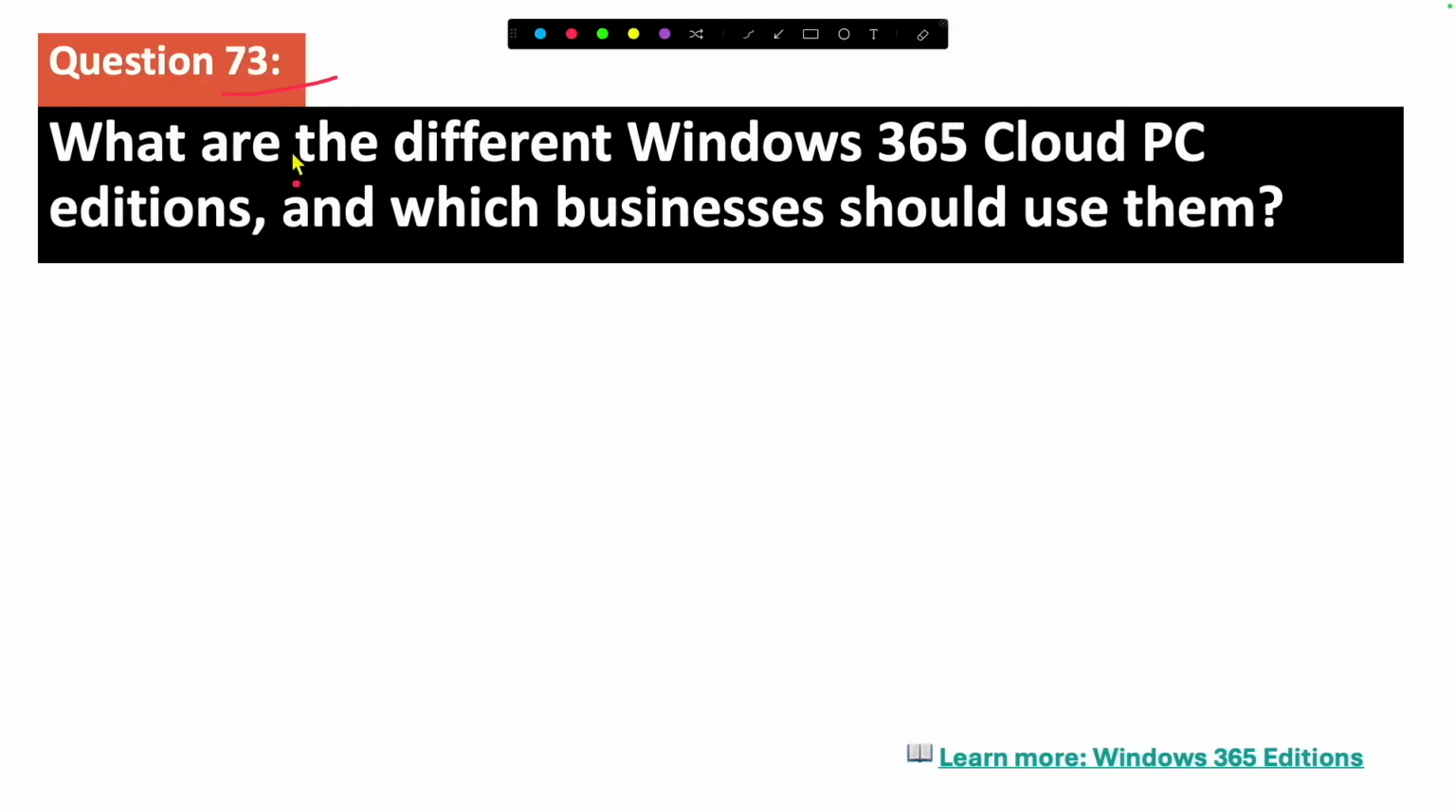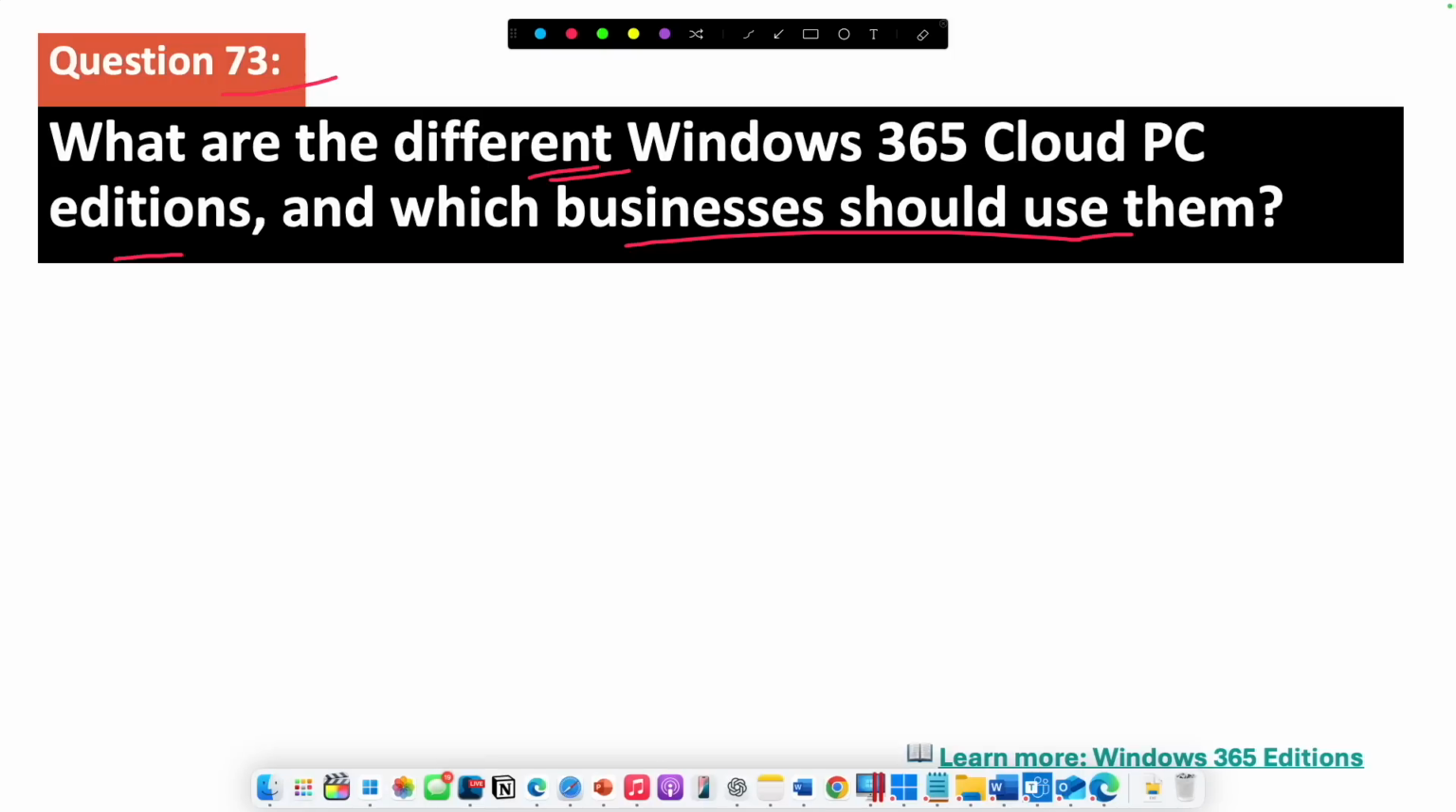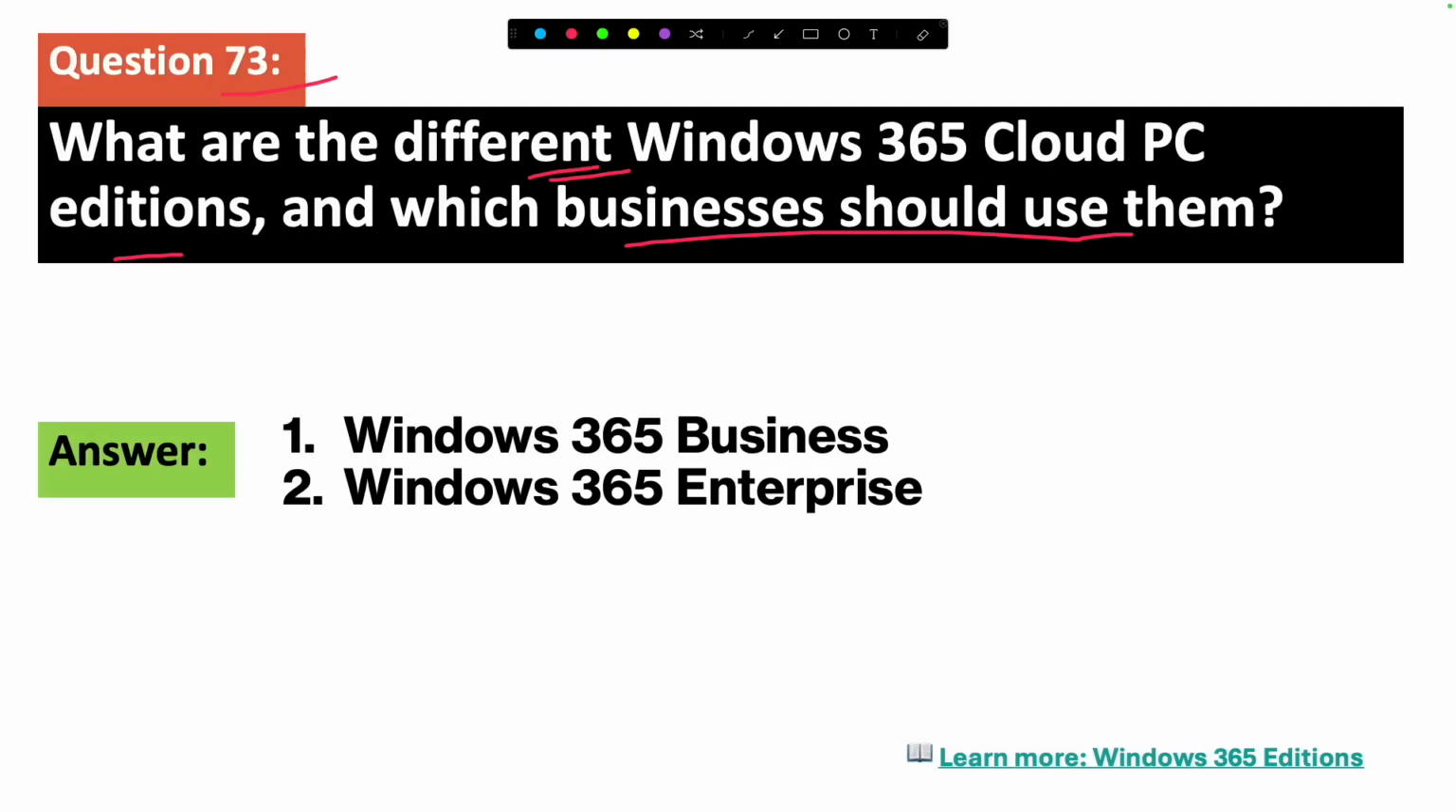Question number 73. What are the different Windows 365 cloud editions, and which business should use which? I haven't talked about this, but there are two different editions you get. Just like Microsoft 365, Windows 365 has two editions as well. By now you are familiar with this business term. Anytime you hear the business term in terms of licensing, you know that it is applicable only for up to 300 users.